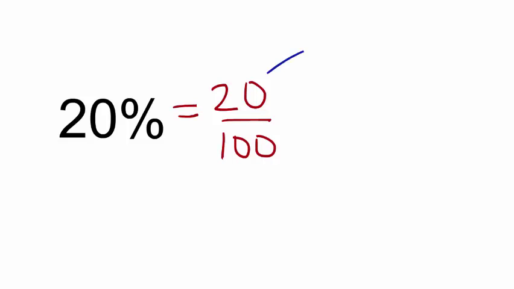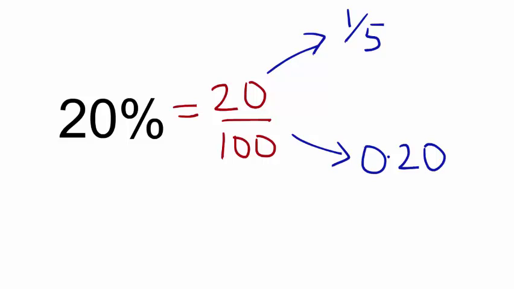Now, let us consider 20%. As a fraction, can it be written as 20 by 100? So, 20 by 100 is nothing but 1 out of 5. Also, as a decimal, it can be written as 0.20.